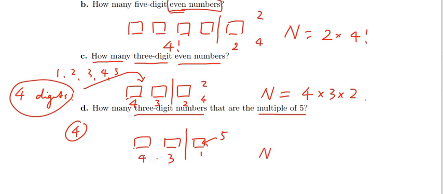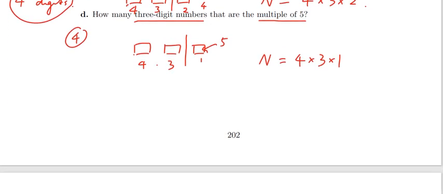So in this case, how many such numbers do we have? 4 times 3 times 1, which is 12, right? We have 12 such 3-digit numbers that are multiples of 5. Okay.